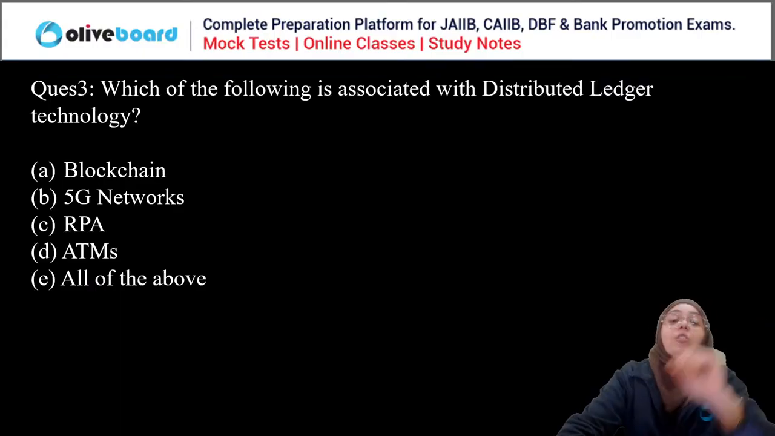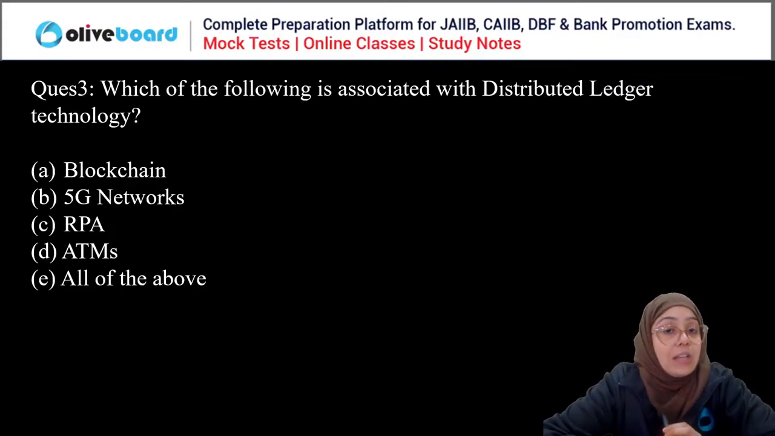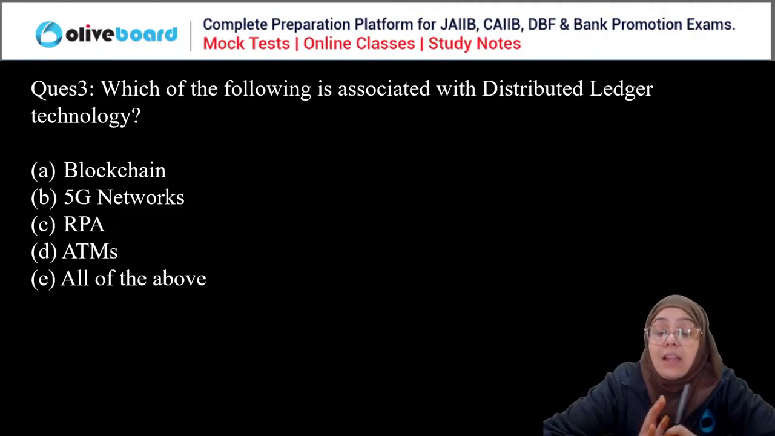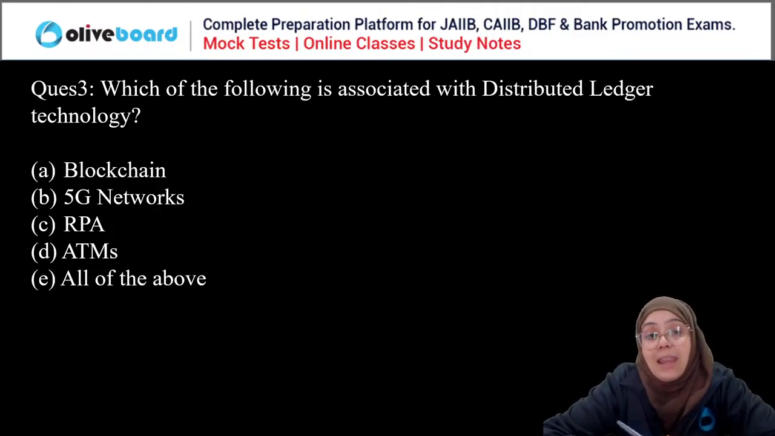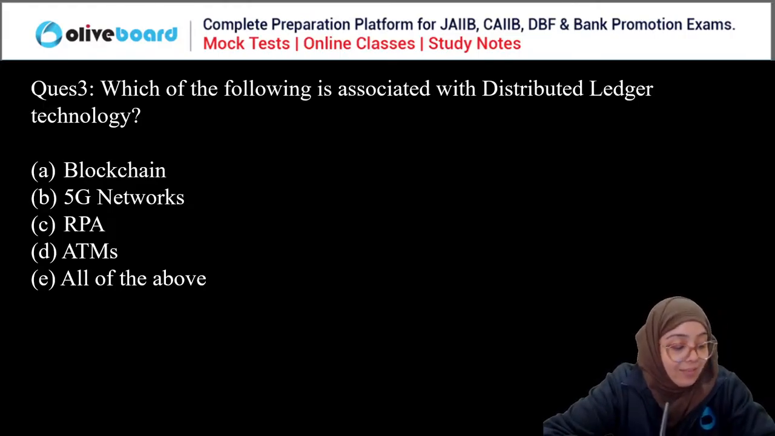Right? Now, next question. Which of the following is associated with the distributed ledger technology? Distributed ledger technology, blockchain, 5G network, RPA, ATMs, or all of the above. Everyone, which of the following is associated with the distributed ledger technology? Vivek, Sunny, Hema, Lakshmi, Gopal, Mansi. Everyone, please answer this question.